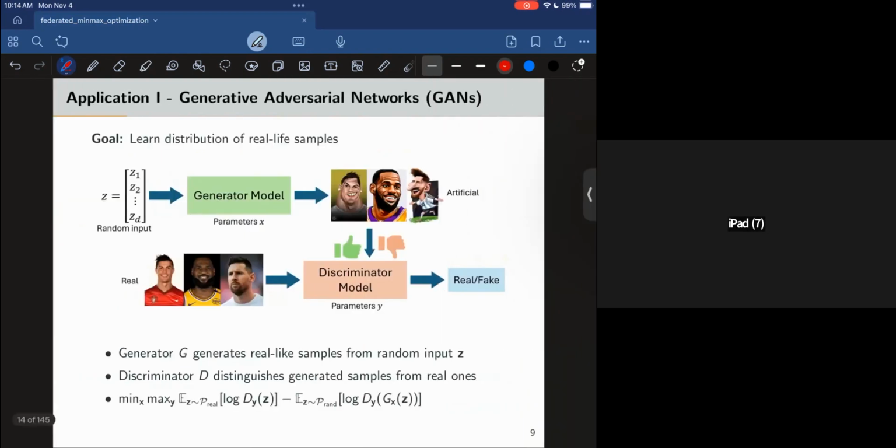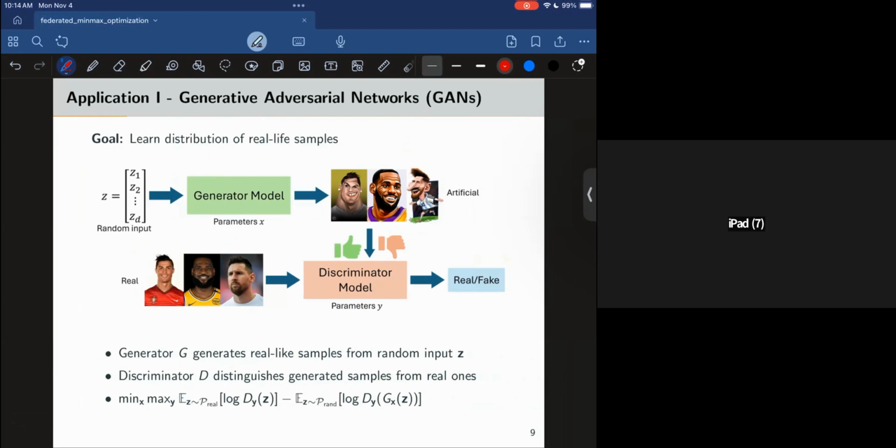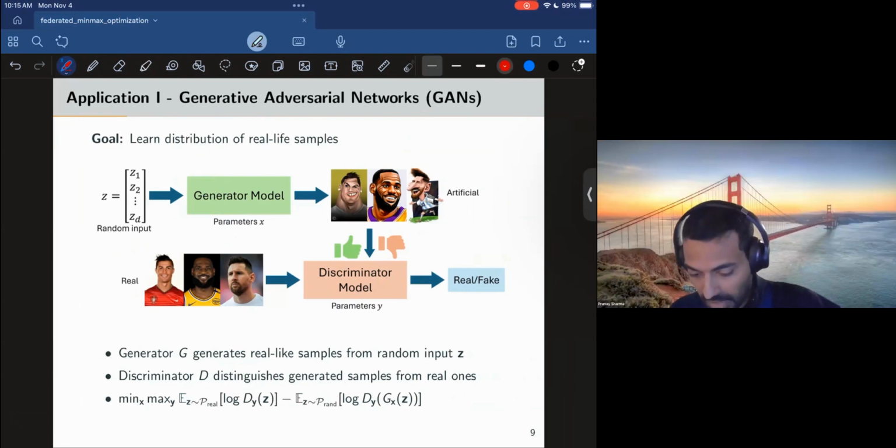Can I ask a question? Yeah, sure. Once the discriminator model says that this is real or fake, does that label get passed back to the generator model? Yeah, it gets feedback that this last image or this last sample was classified as fake. I see. Thanks for the question.